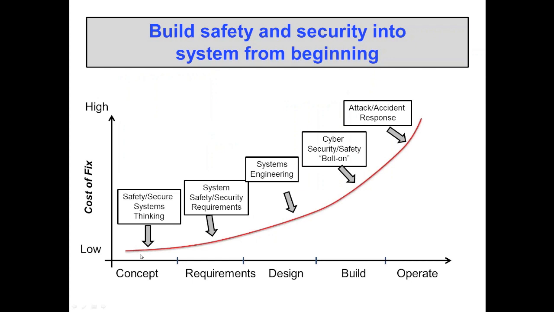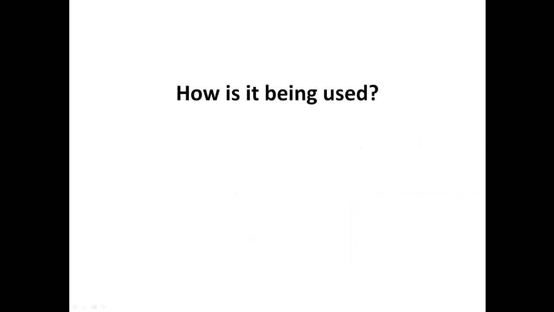So again, we can look at this curve of these different types. Security is often attack, incident, accident response. We may add some bolt-on during the build process. Almost never is security handled during system engineering. It's certainly virtually never done during requirements and during concept development. But we can do that now with these tools.